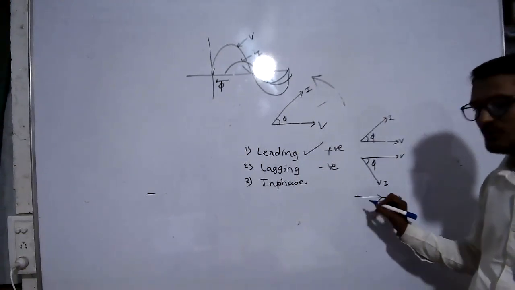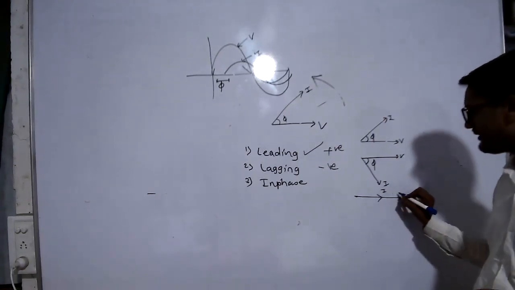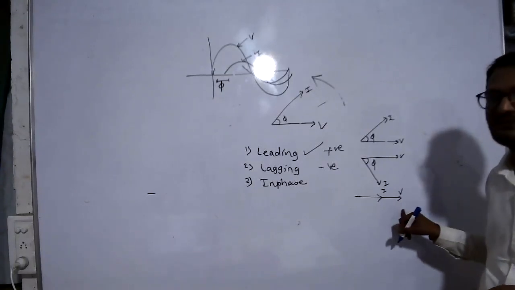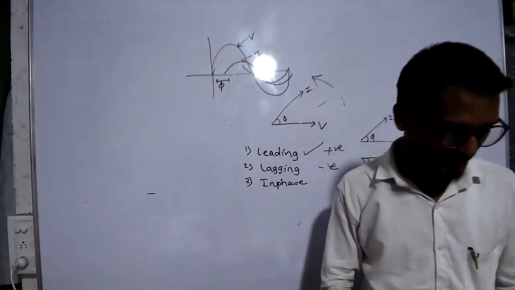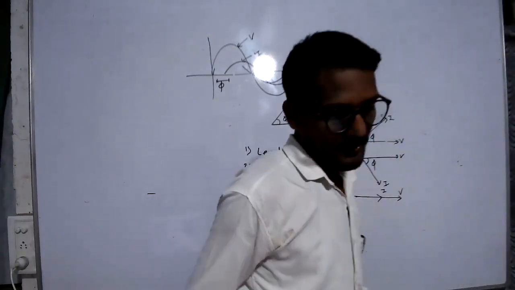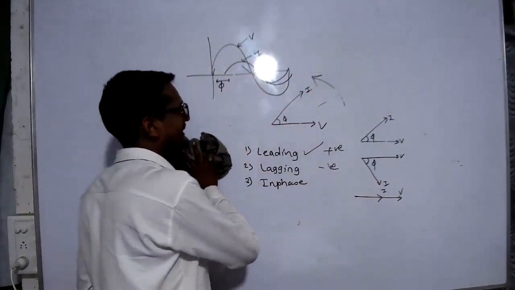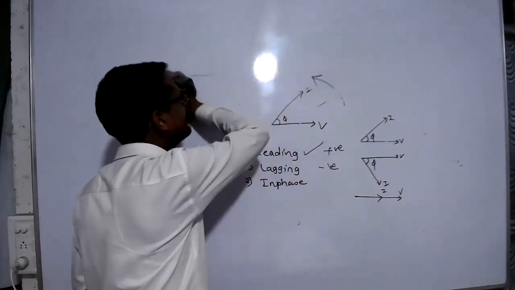That means there is no phase difference between current and voltage. It's called in phase. Okay. Now, behavior of AC circuit. Next concept is behavior of AC circuit.